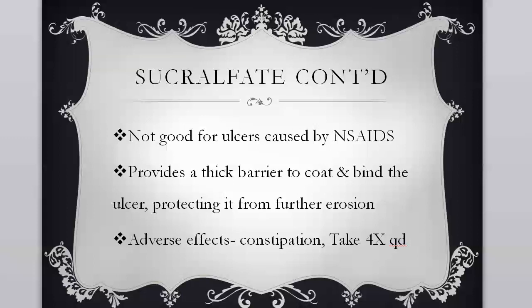What it does is it consists of sucrose and aluminum hydroxide, which stimulates mucus, bicarbonate, and prostaglandin secretions, all of which help to enhance mucosal defenses, and it helps to provide a thick barrier to coat and bind the ulcer, protecting it from further erosion, from acid and pepsin, to also promote healing.